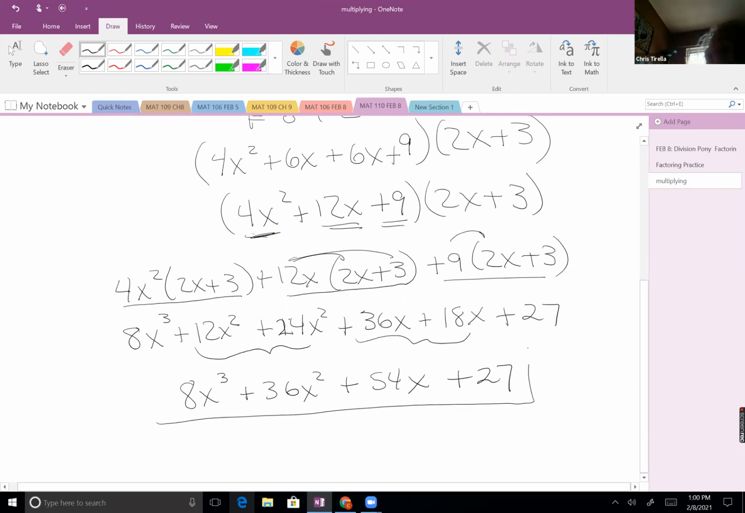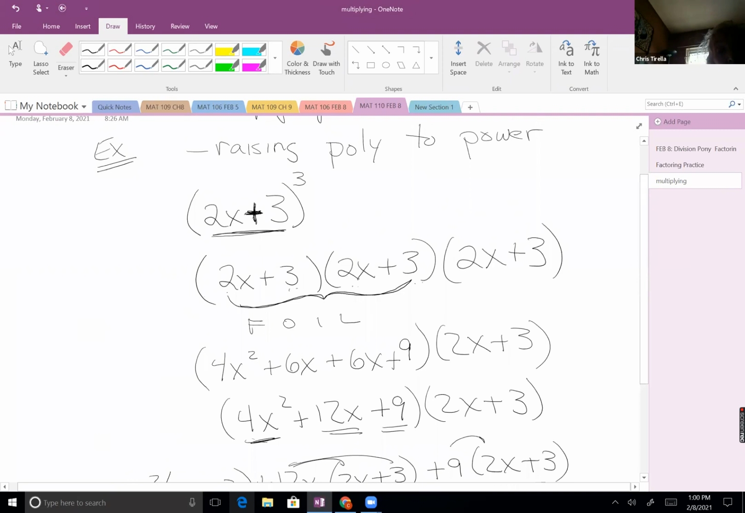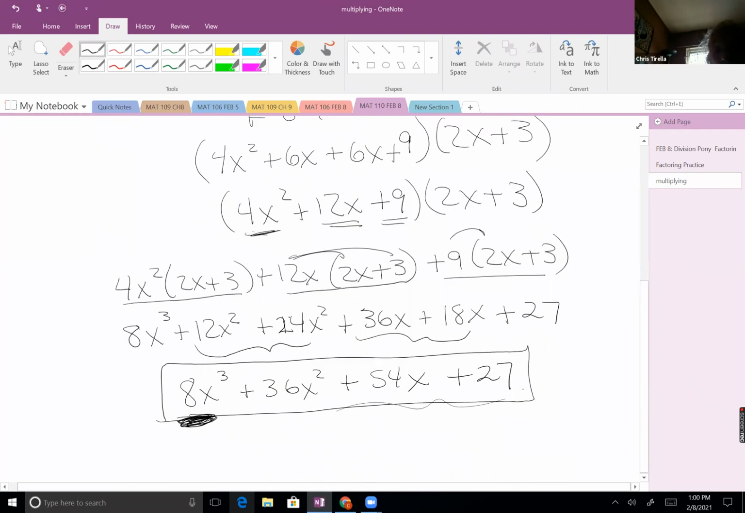And that is the final answer. I said I was too quick, I apologize, when you said 8x cubed. Yes, 8x cubed is a part of it, but a very small part of it. I think that was where we left off on Friday. I think on Friday we did one together and then I gave you guys one to do on your own. Does everybody remember doing that on Friday?